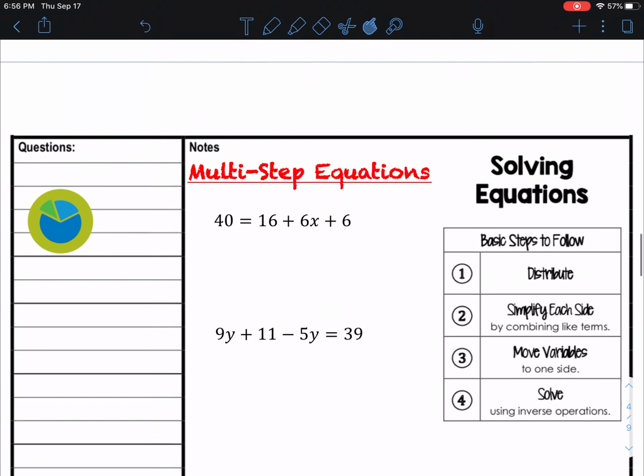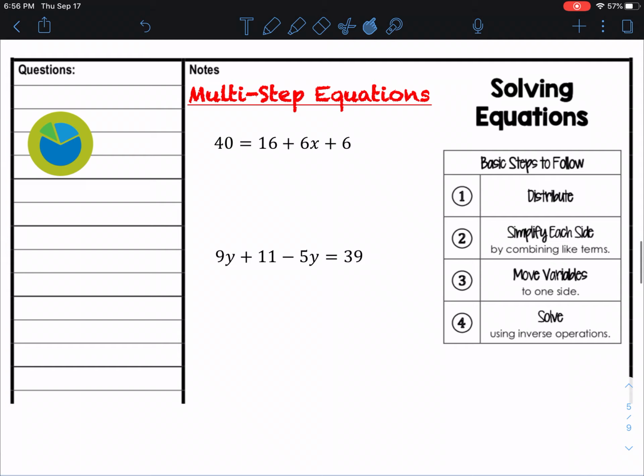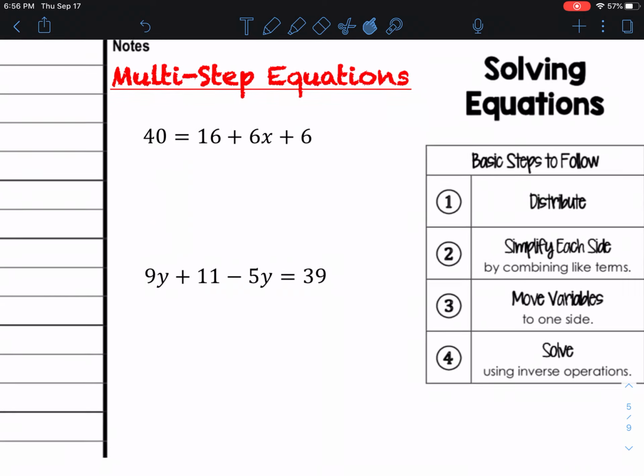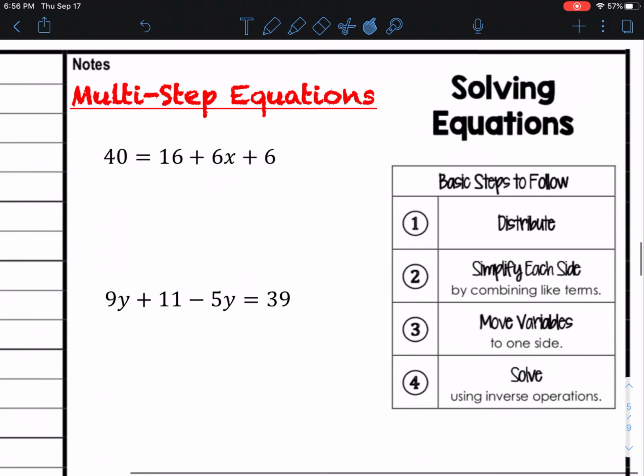All right. So how do we solve multi-step equations? I'm going to zoom in here a little bit. Step 1 says to distribute. We'll talk a little bit about that coming up, but there is no distribution in this one. And so then we're going to jump down to the second step. It says to simplify each side by combining like terms.